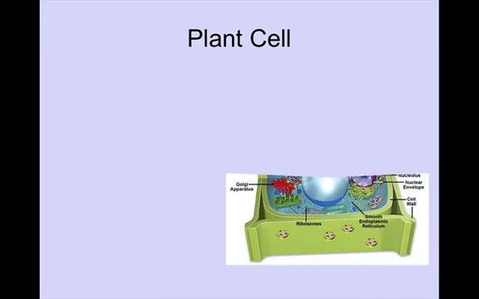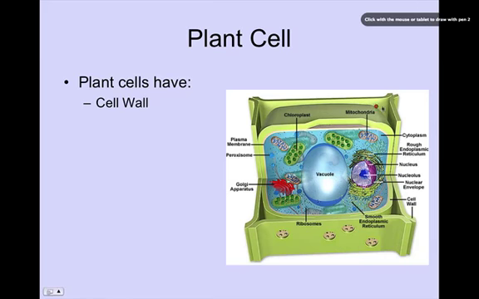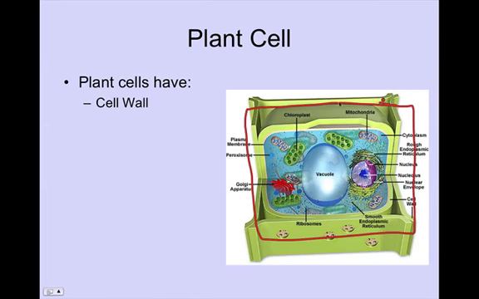So, there's your plant cell. You colored one of them. Plant cells have a cell wall. So the cell wall is outside of the cell membrane. So the cell membrane is going to be right here. All cells have a cell membrane. Plant cells only have a cell wall.